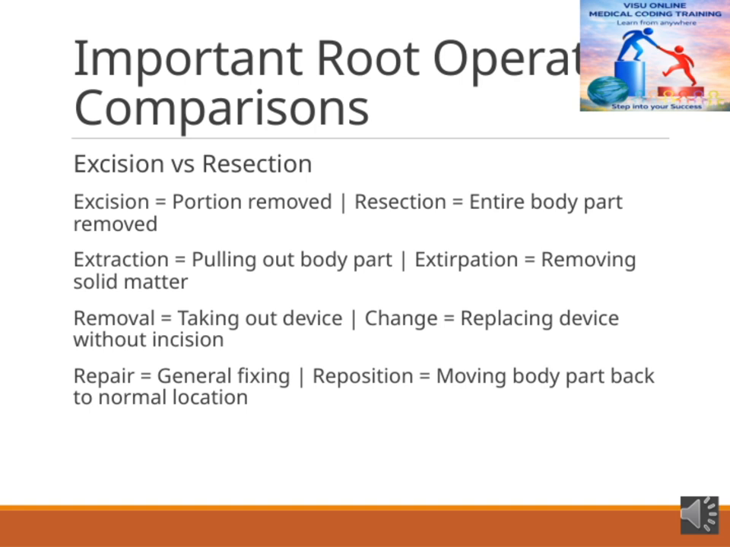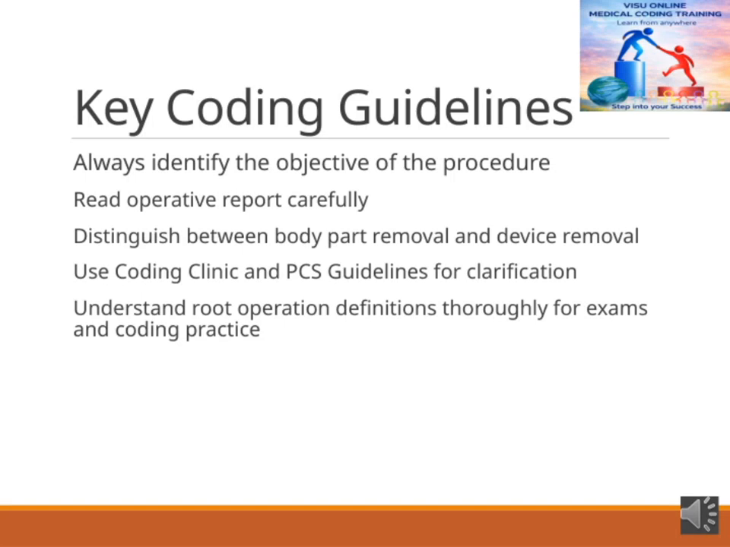Let's start with always identifying the objective of the procedure. This step is crucial because it guides our entire coding process and helps ensure accuracy. Next, carefully reading the operative report is essential. It provides the detailed information we need to make correct coding choices. We also need to distinguish between removing a body part and removing a device. These are different procedures with different coding requirements.